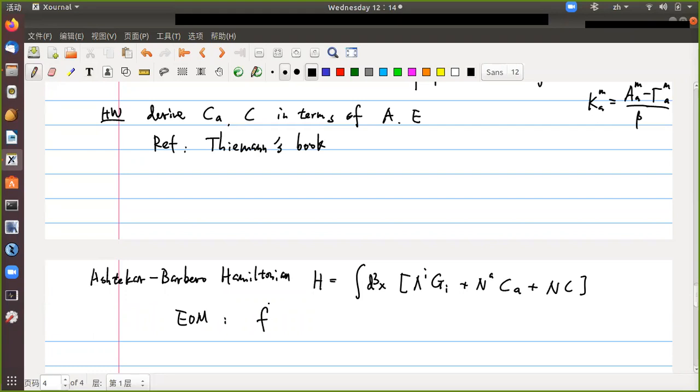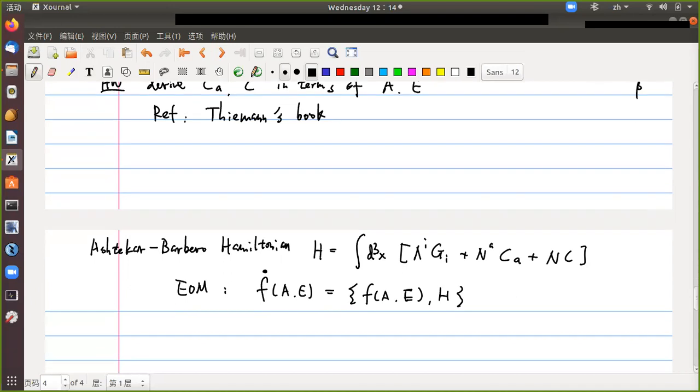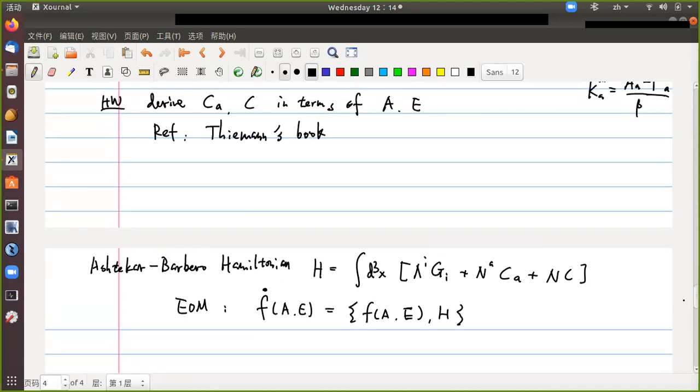So for any function f as a function of A and E, the time derivative is just given by the Poisson bracket with the Hamiltonian. This is the equation of motion, and you have to combine those equations of motion with those constraints. And the constraint is preserved by the equation of motion.